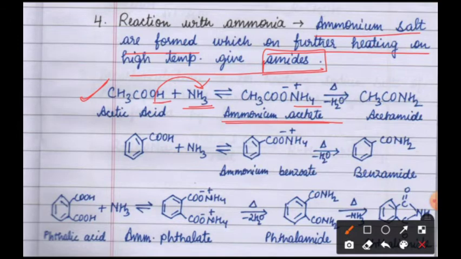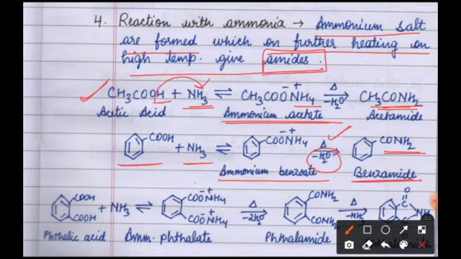Then on further heating, it will change into the CONH2 group, which is known as amide. This CH3CONH2 is known as acetamide. The same reaction is seen in the aromatic part also. This is benzoic acid plus ammonia. Ammonium benzoate will be formed, which on further heating will give benzamide. The CONH2 group attached to benzene ring is known as benzamide, which will be formed on dehydration.